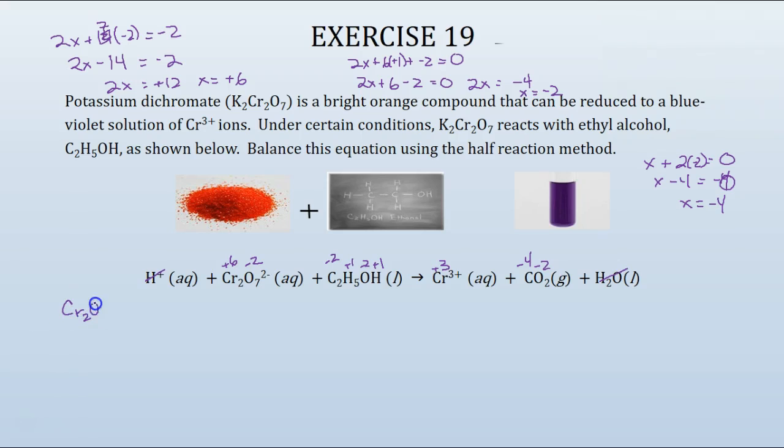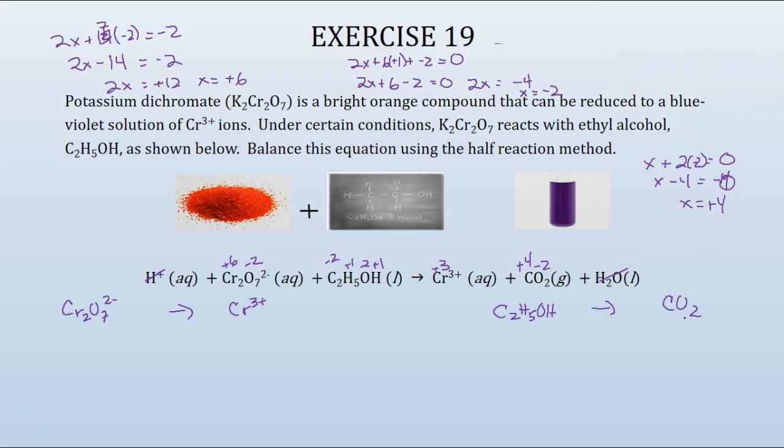The dichromate is the reduction reaction. Okay, the ethanol going to carbon dioxide, I'm sorry, this should be a plus, not a minus, is the oxidation reaction because it's going from a minus 2 to a plus 4. So I put C2H5OH going to CO2.